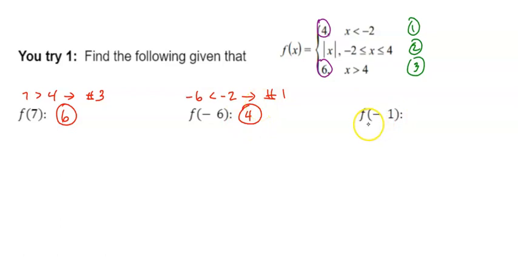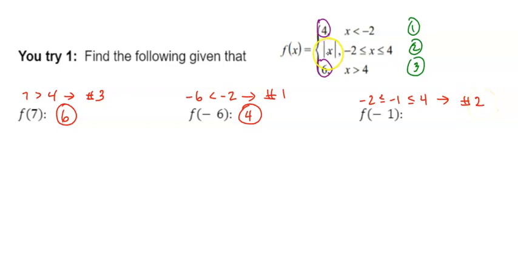Last piece you had to do was find f at -1. -1 is not less than -2, but -1 is between -2 and 4. So that means we're going to use the second piece to evaluate our function.